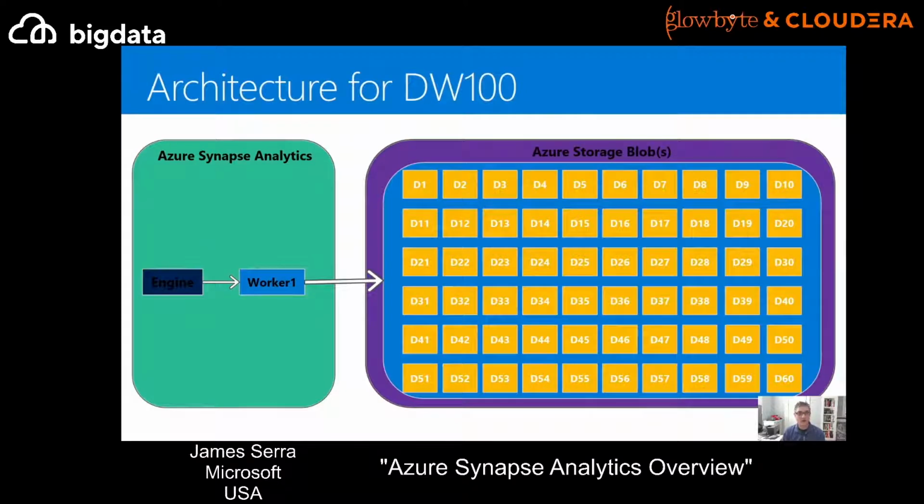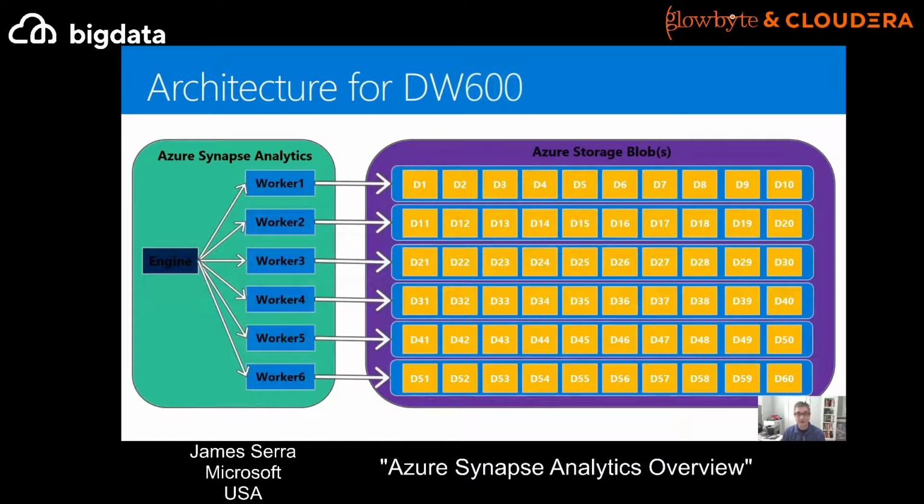A little bit about the architecture for a data warehouse. The way this works in the background is you're given 60 distributions of storage, and that's fixed. If you start out with the lowest tier, DW100, you have essentially one VM that gives you the compute power, and that VM is going to work against those 60 distributions. As you scale up, you will get more VMs, more compute. For example, if I go to 600, I will get 6 VMs, and they will go against these 60 distributions, so one worker for 10 distributions.